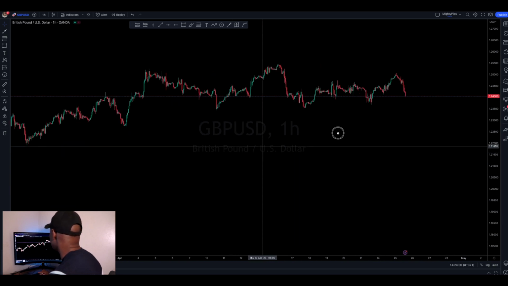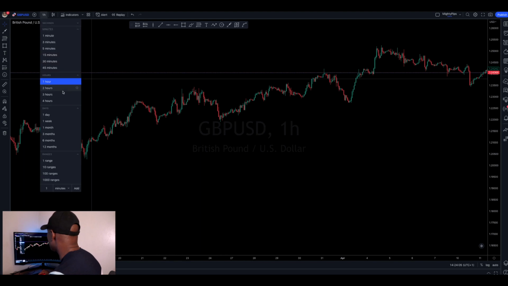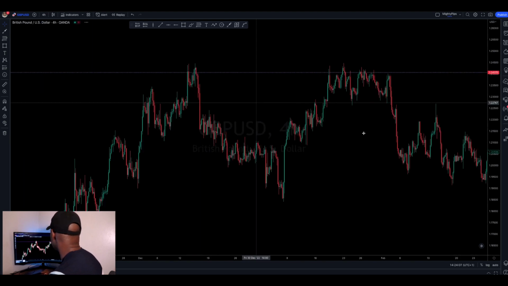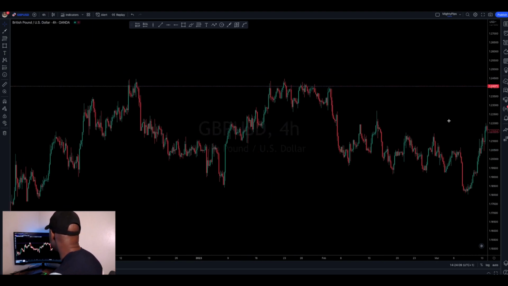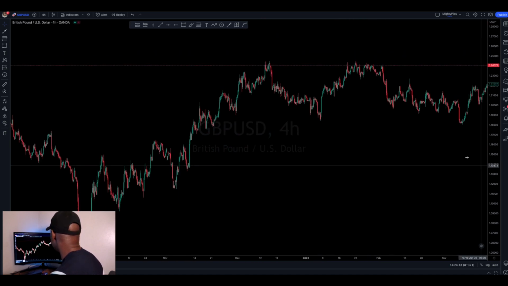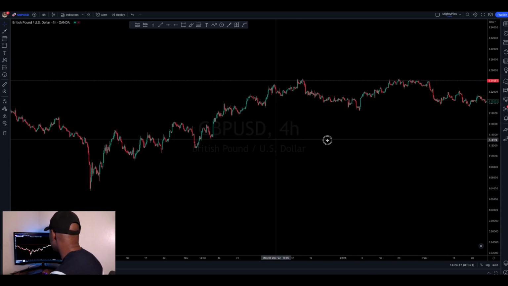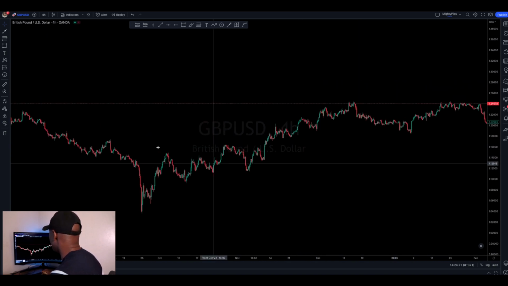The second method that I wanted you guys to learn is the normal method you guys know. Just look at areas where the market is turning. For example, market came down here.